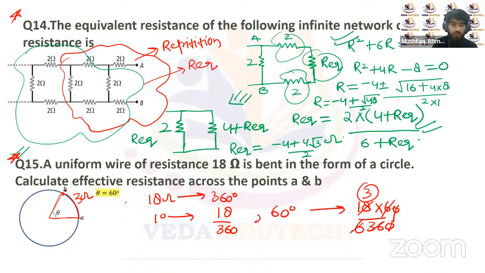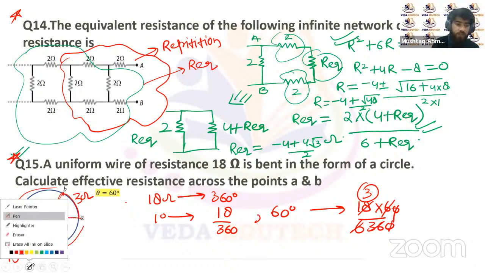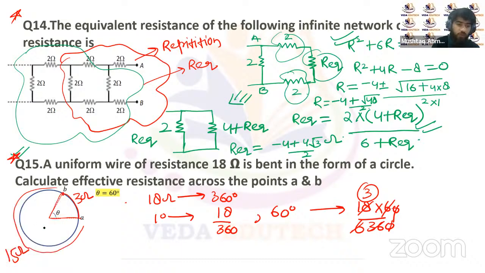Now you can see here, if this part has the resistance equal to 3 ohm, then the remaining part of this circle will have a resistance of 15 ohm, right? And these two parts are actually parallel to each other, right? This part of 3 ohm and the 15 ohm are parallel to each other, so their effective resistance will be calculated as, so they are parallel to each other, right?